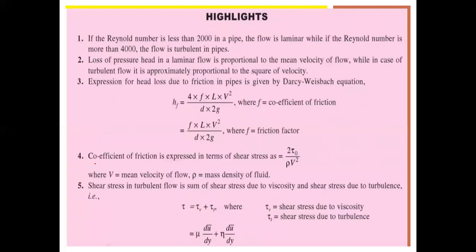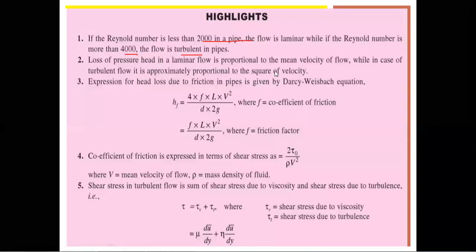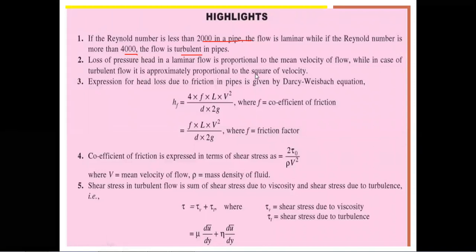Next, if the Reynolds number is less than 2000 in a pipe, we call it a laminar flow. If the Reynolds number is more than 4000, we call it a turbulent flow. If the Reynolds number is in between 2000 and 4000, we call it a transition flow. Loss of pressure head in the laminar flow is proportional to the mean velocity of the flow, which in the case of turbulent flow is approximately proportional to the square of the velocity.